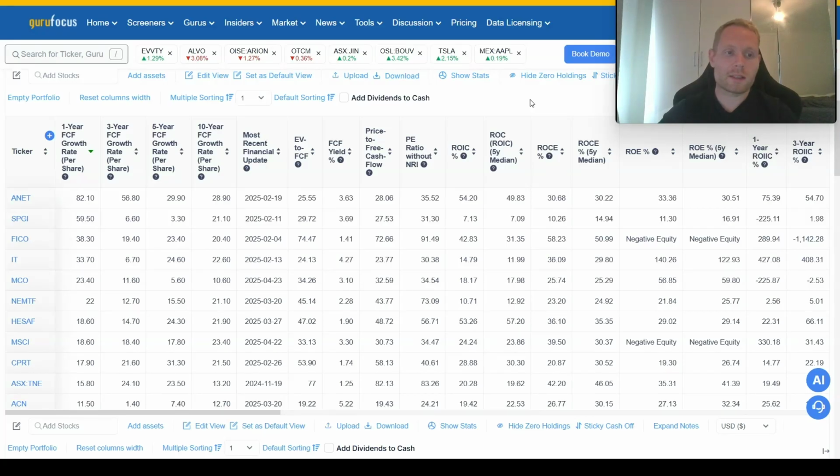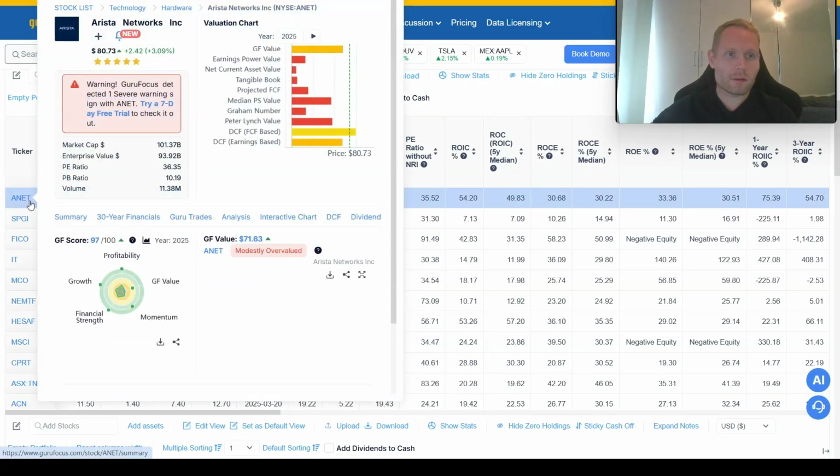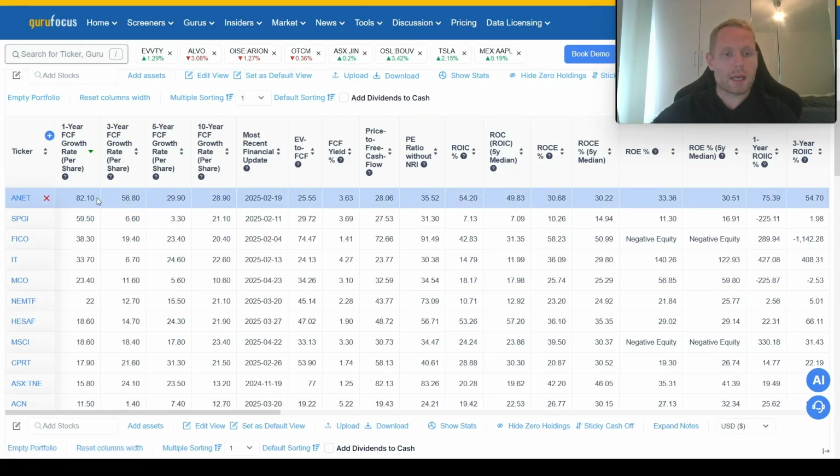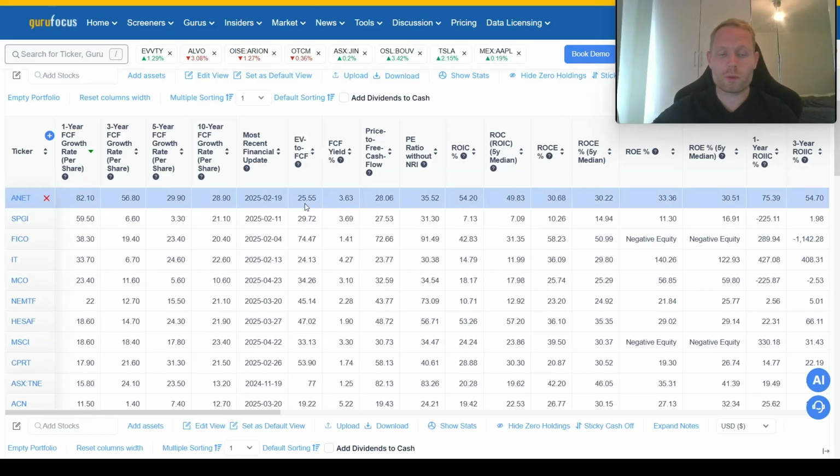and we can quickly see if we like the company when it comes to the qualitative side. For example, we can go to my checklist here and we can review the numbers for this company, ANET, which is Arista Networks. And if we go over the fundamentals, we can see they are a pretty strong company, and their valuation is nothing very crazy. It's EV to free cash flow at 25 and price to free cash flow 28, PE 35.